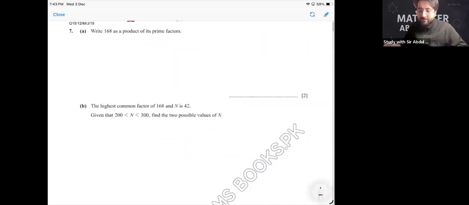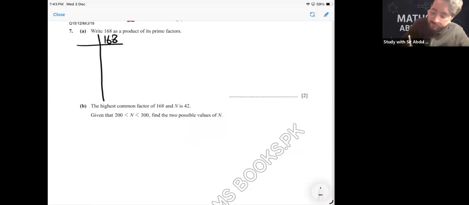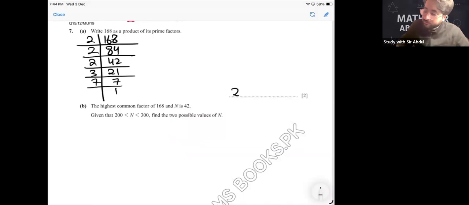Okay. Question number 7: write 168 as a product of its prime factors. So 168 prime factorization, let's do that. 2, so it's 84. Half of 84 is 42. Half of 42 is 21. 3 times 7 is 21, and 7 ones is 7. So my answer is 2 cube times 3 times 7. Okay, so that's for 2 marks.